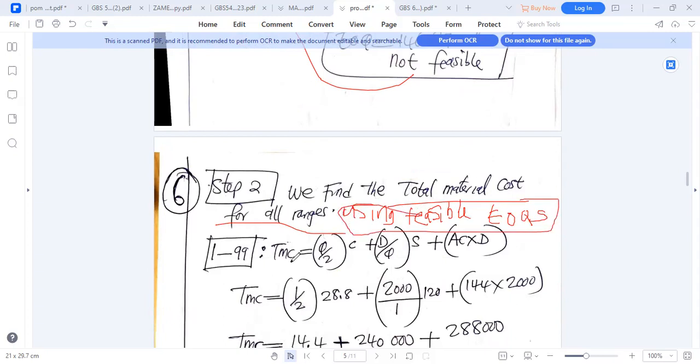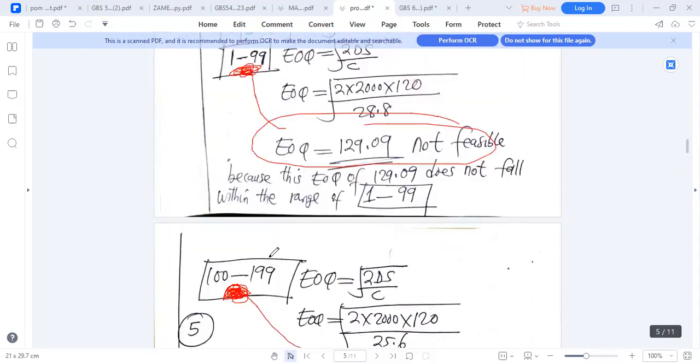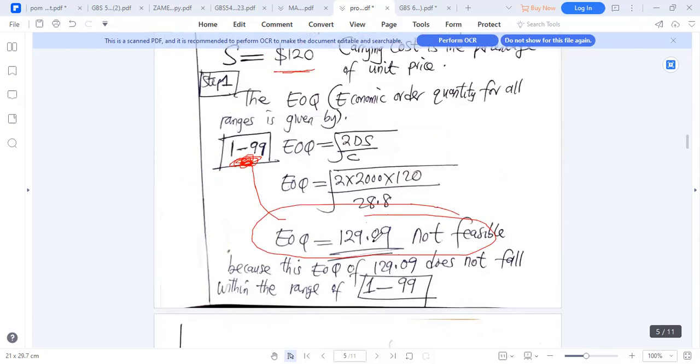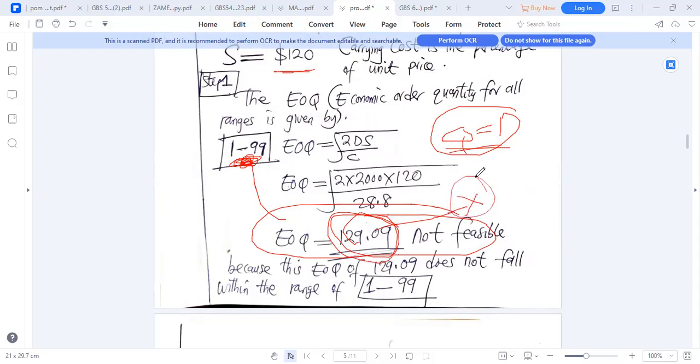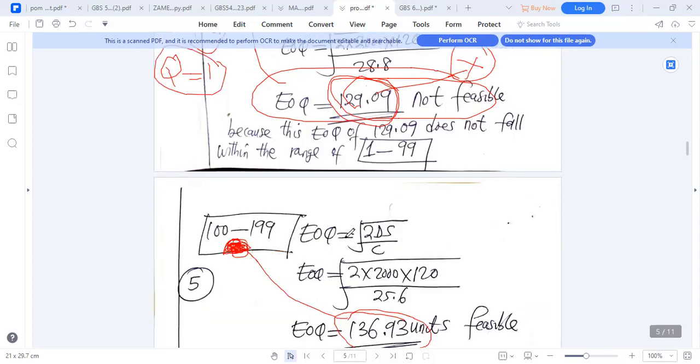So using feasible EOQs, for 1 to 199, we are simply saying that the EOQ of 129 was not feasible. So use Q as 1. Why Q as 1? Because it's where the feasibility would start from, the lower boundary, since we can't force the 129. This one is not feasible and doesn't fall in the interval. So use the lower bound, so our Q in this case would be 1. Substitute this to get the total material cost.